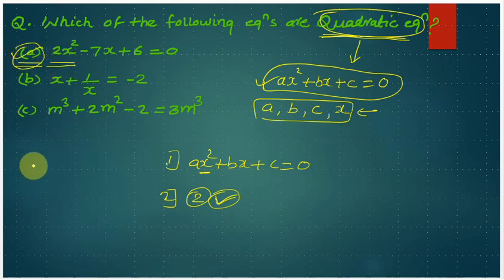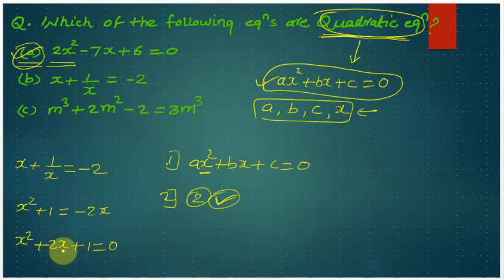Now the second, x plus 1 upon x is equal to minus 2. First of all, we have to convert this into a quadratic equation. If it is possible in the form ax square plus bx plus c is equal to 0, then it is said to be a quadratic equation. Let's cross multiply. This is x square plus 1 is equal to minus 2x. So x square plus 2x plus 1 is equal to 0. So this form is similar to ax square plus bx plus c is equal to 0. That's why this is a quadratic equation with the power 2.